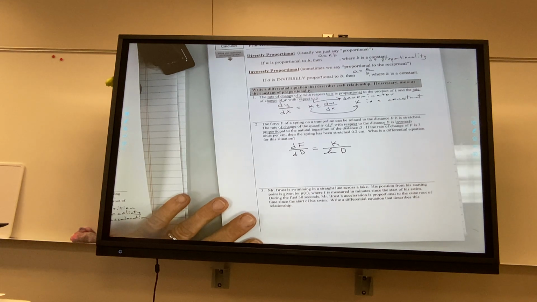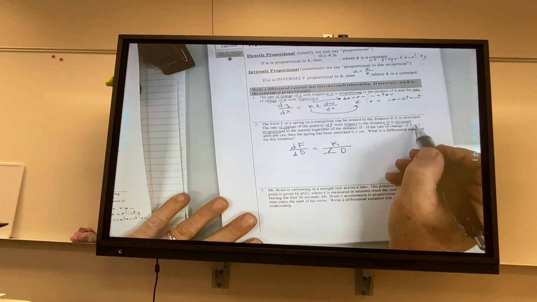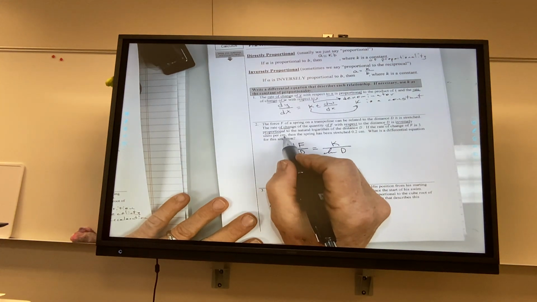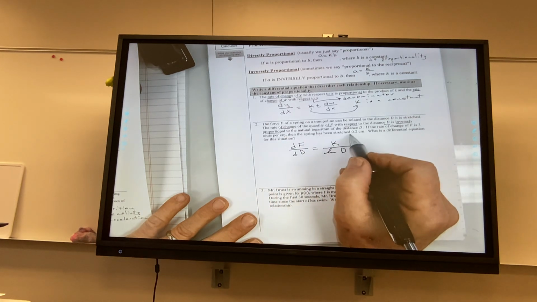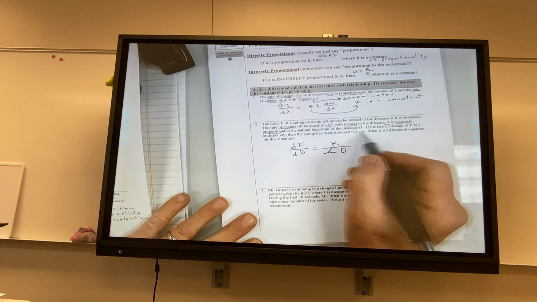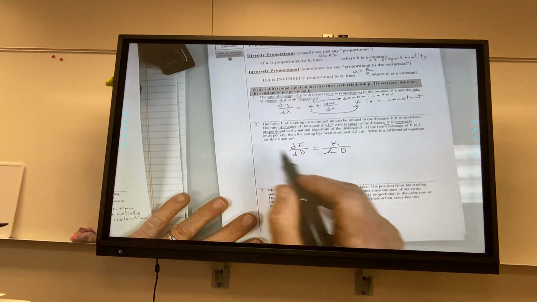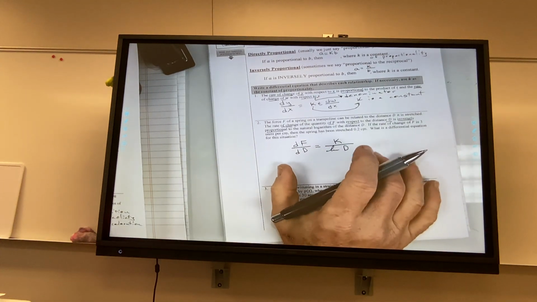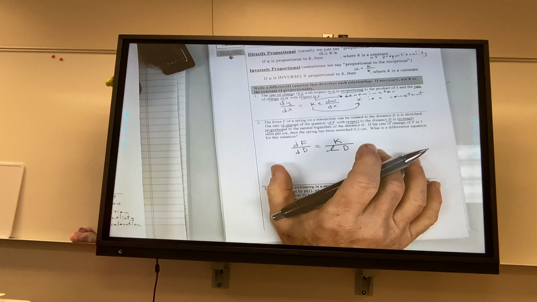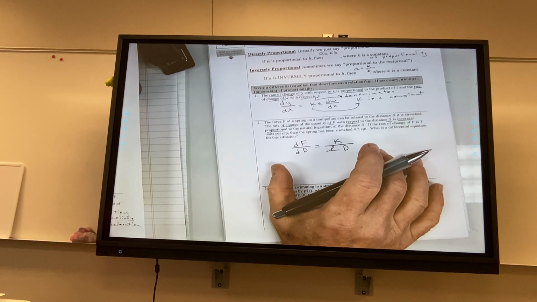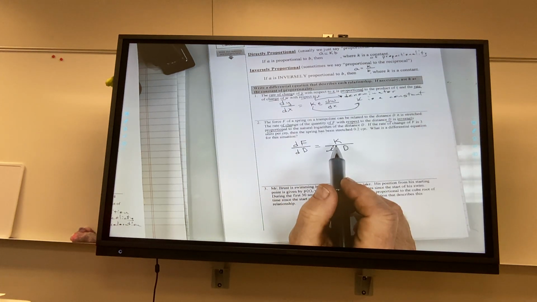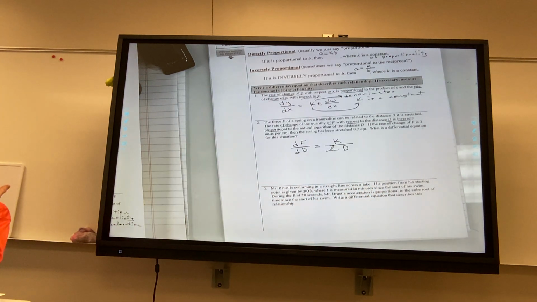Now they give us some information. They want us to find, it says, if the rate of change of F is 3 units per centimeter, then the spring has been stretched to 0.2 centimeters. What is the differential equation in this situation? Well, we have the differential equation. We're just missing what? Well, we're going to keep this, okay? Because that's a differential equation because it's a derivative, right? But we're missing something.